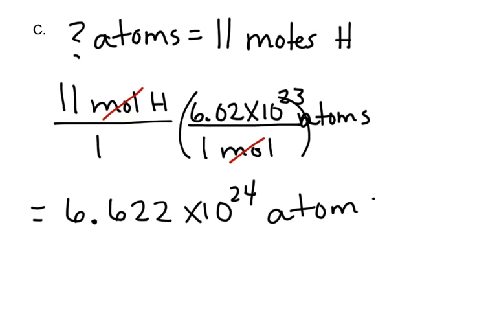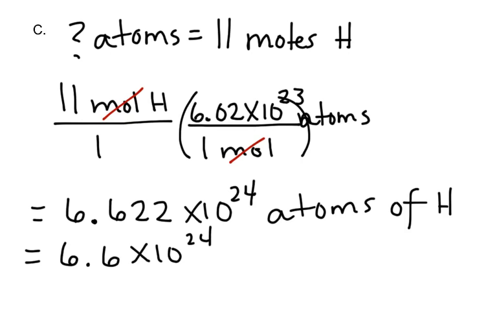Now this answer, and that's of course atoms of hydrogen, is written in scientific notation to 4 significant figures. If we wanted to round to 2 significant figures, that would be 6.6 times 10 to the 24 atoms of hydrogen.